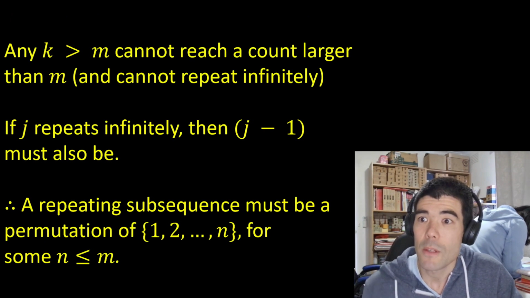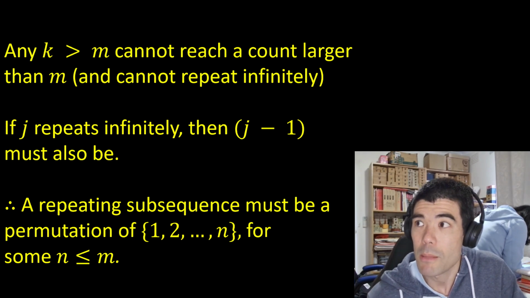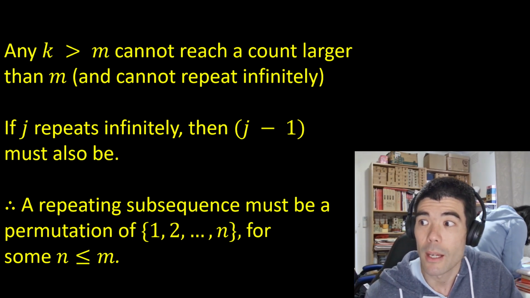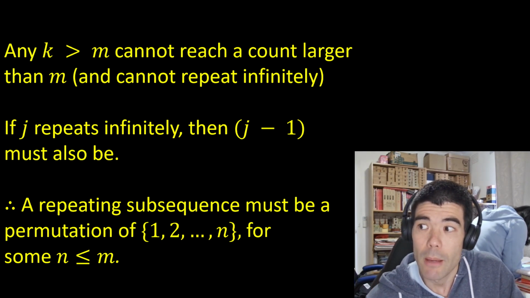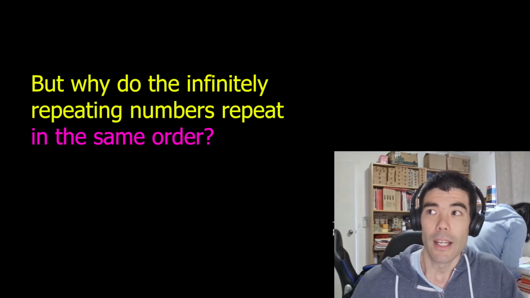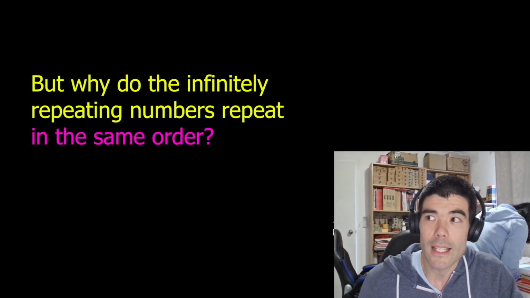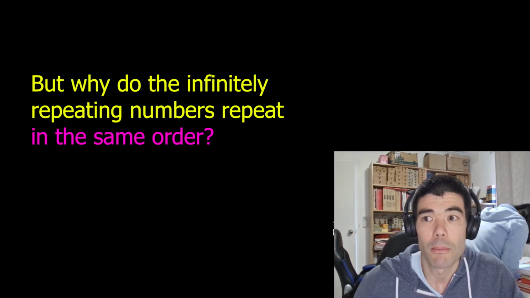So with these two observations, we can conclude that any repeating subsequence must be a permutation of 1 to n, for some n which is less than or equal to the maximum, m, of the initial sequence we started with. Now we need to prove that those repeating numbers not only repeat, but repeat in the same order over and over again in a periodic way.